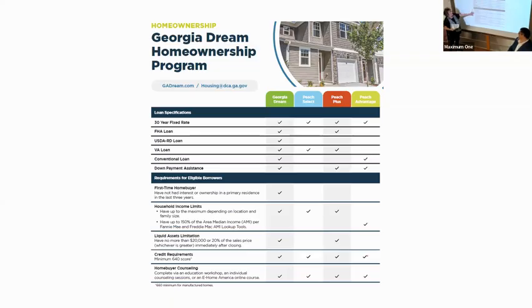This particular one will go up to a $550,000 sales price, where it used to be $270,000. They doubled how much home you could buy. It used to be kind of tricky to get a home in the buy box for that. So that opened it up a lot more.